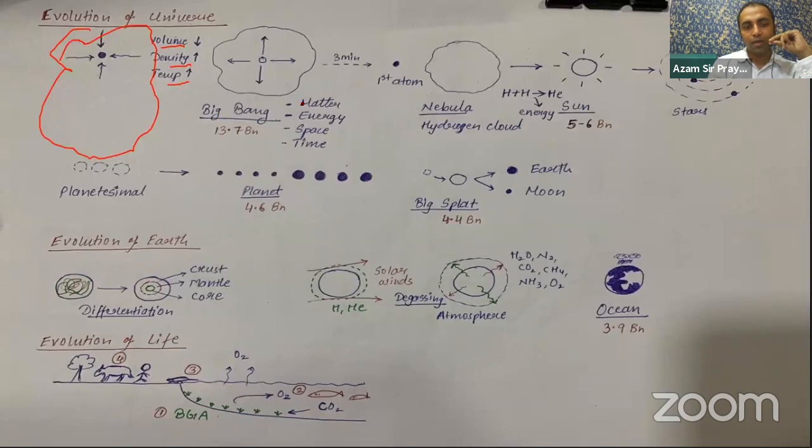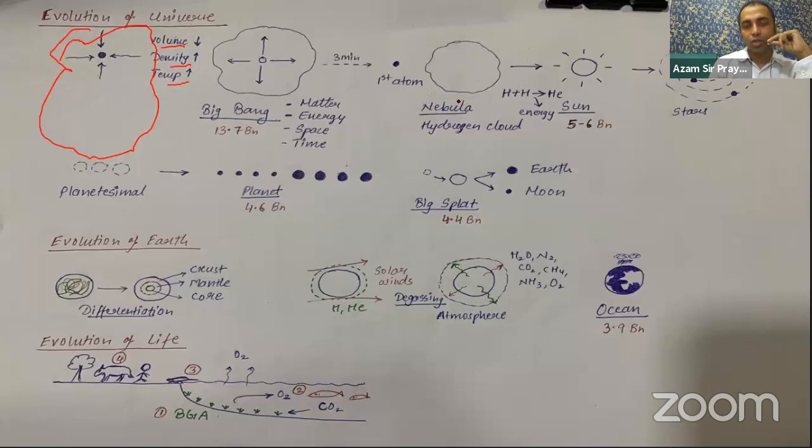From the Big Bang, many things were created. That was matter, energy, space, and time. Yes, time was also not infinite. Time came into the picture after matter, energy, and space came into the picture. These things came out, and 3 minutes after that, the very first atom of the universe was created.